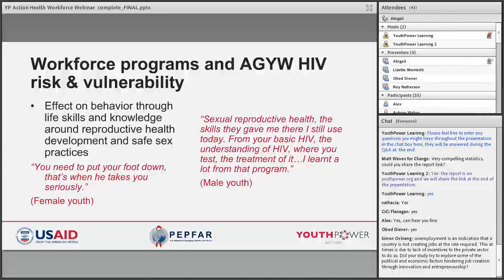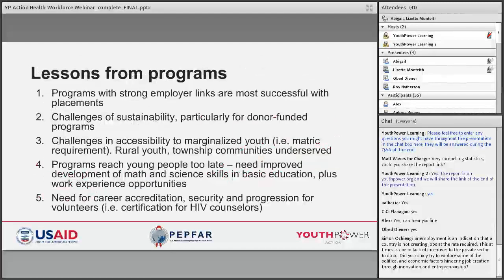Just 2 examples from the youth who were program participants that we spoke to. A female youth said, "You need to put your foot down, that's when he takes you seriously," and this is talking about sexual behavior and how to be assertive when we're in relationships. A male youth said, "Sexual reproductive health, the skills they gave me there I still use today. From your basic HIV, the understanding of HIV, where you get tested, the treatment of it, I learned a lot from that program." So there was some effect there.